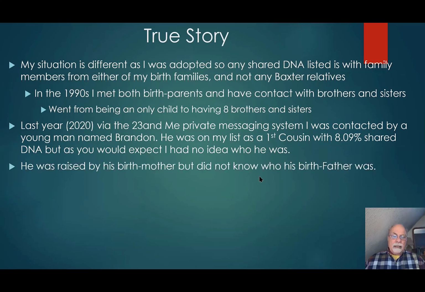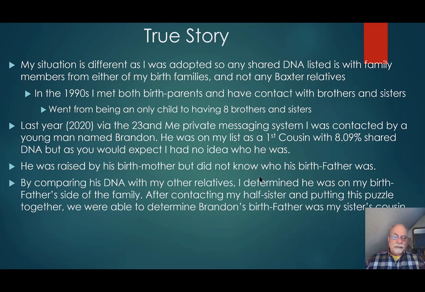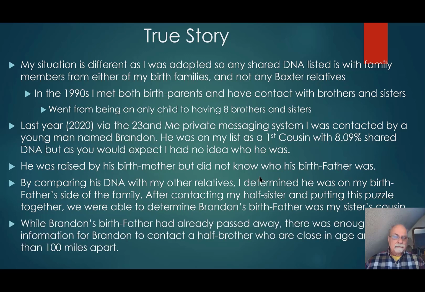So I learned from talking with Brandon that he was raised by his birth mother, but did not know who his birth father was. So I started comparing the DNA with the other relatives in 23andMe, and it was easy to determine that he was on my birth father's side of the family. So after contacting my half sister and putting this puzzle together, we were able to determine that Brandon's birth father was my sister's cousin. So while Brandon's birth father had already passed away, there was enough information for Brandon to contact a half brother who is close in age and lives less than 100 miles away.